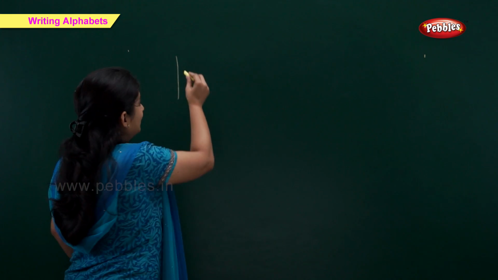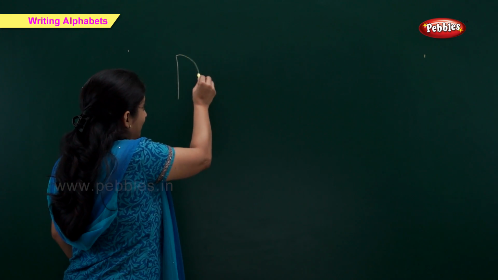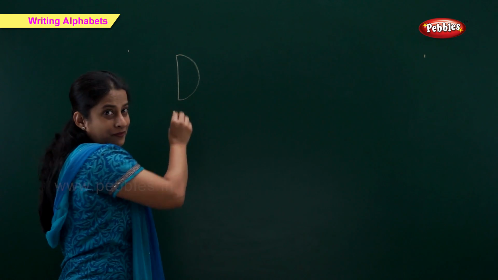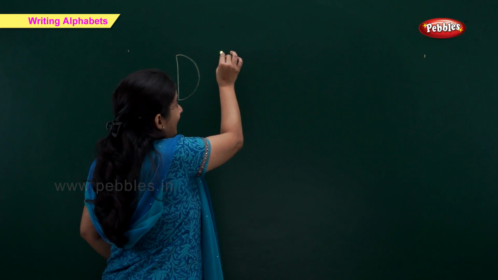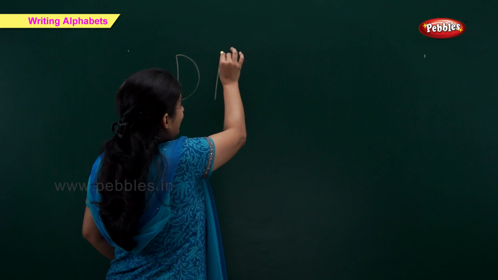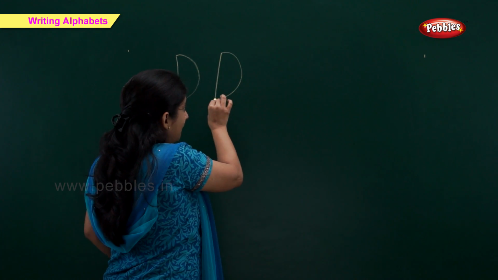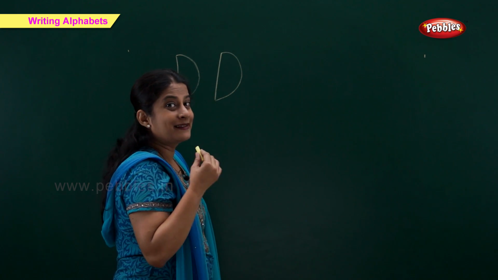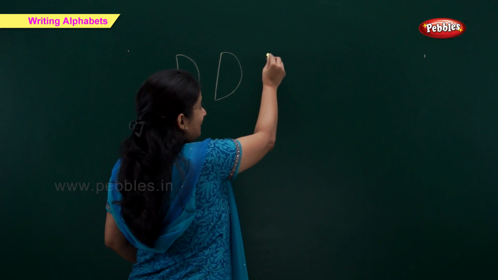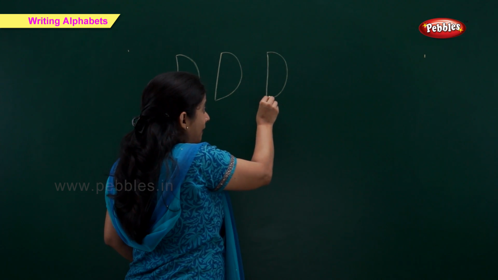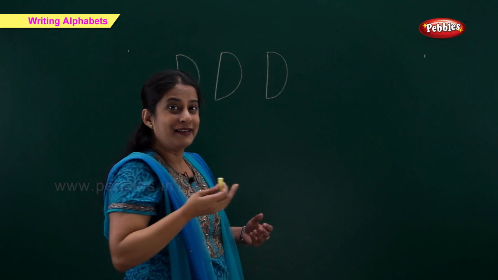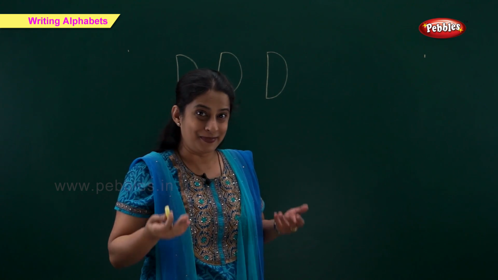Standing line and a curve makes D. Again, standing line, a curve makes D. Isn't it simple? Now let's learn how to write E.